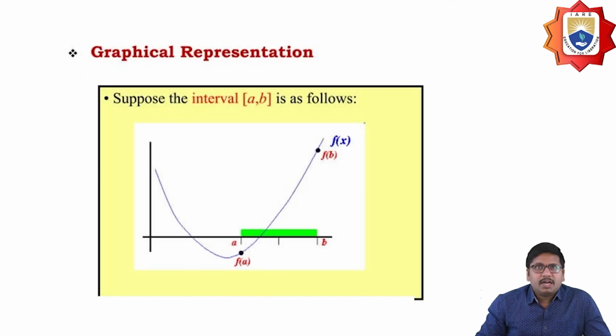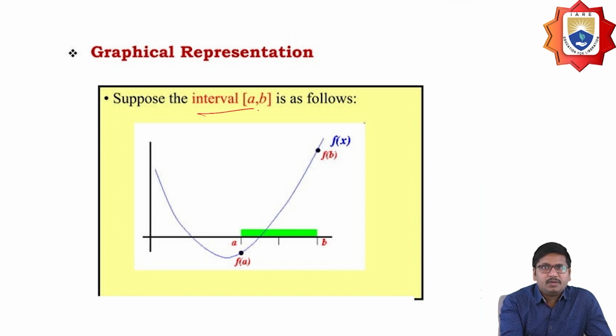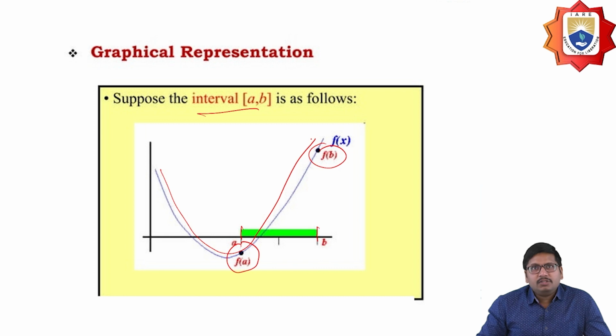This is the graphical representation of the bisection method. Suppose I have the interval like this. How can I represent it in the graph? This is the interval, and the graph looks like this. The f of a value is this one, and the f of b value is this one, and this is the curve we obtain, which is the f of x.